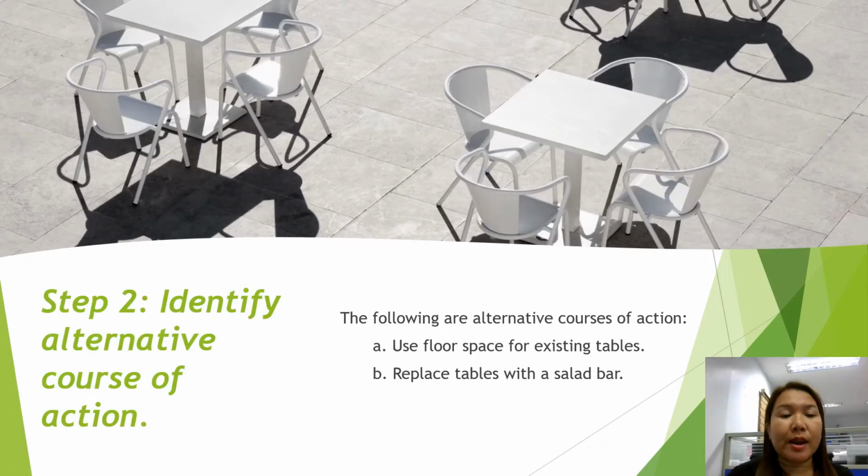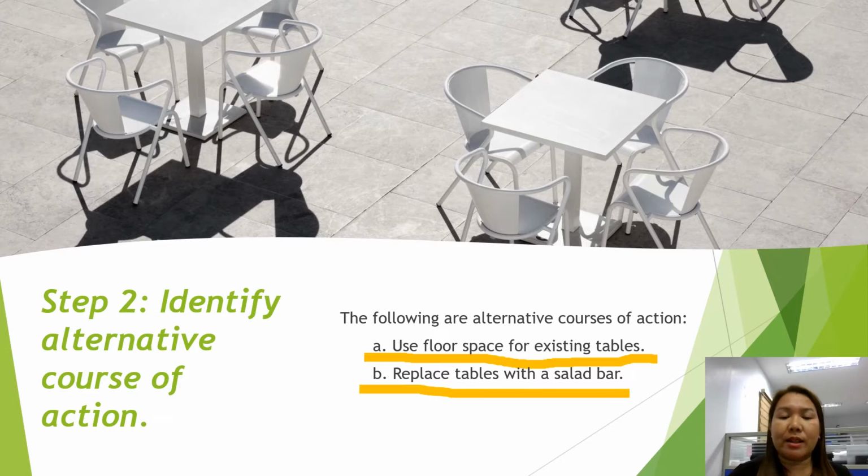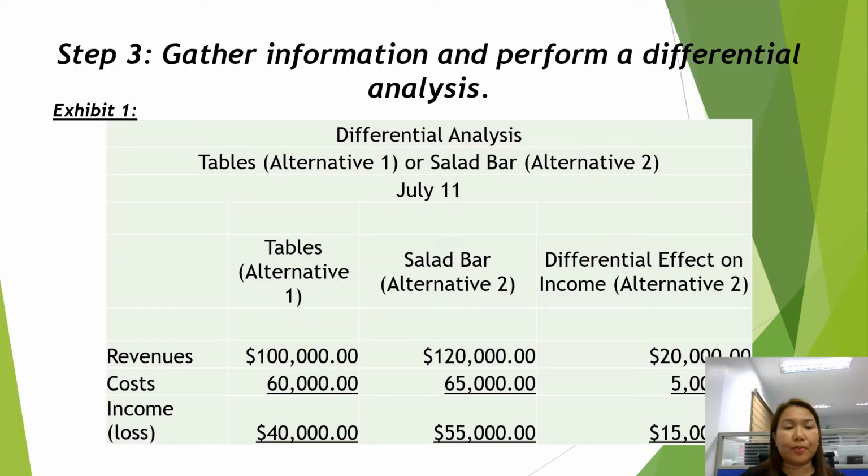Step 2, identify alternative courses of action. The following are the alternative courses of action that Bryant should consider: A, to use floor space for existing tables, or B, to replace tables with a salad bar. Step 3, gather information and perform a differential analysis.